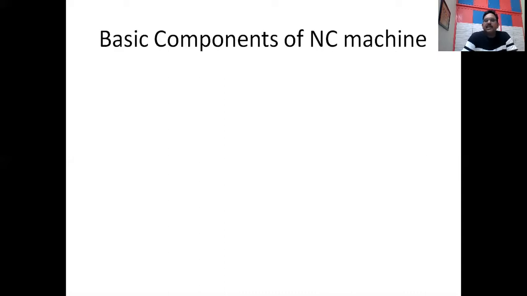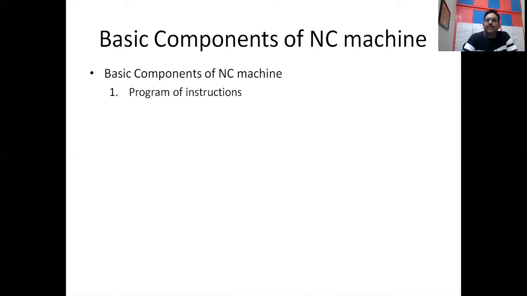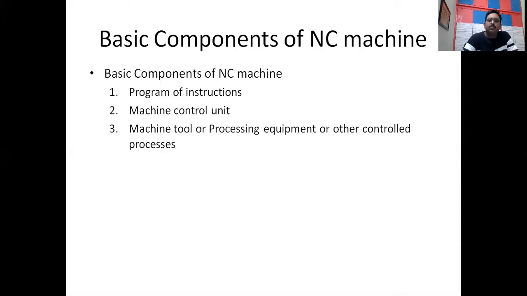Now let us see the basic components of an NC machine, that is a numerical control machine. What are the basic components? The basic components of an NC machine are the program of instructions, the machine control unit, and the machine tool or processing equipment or other controlled process. In the case of manufacturing, we call it a machine tool, or for any process other than manufacturing, we call it processing equipment or other controlled process.